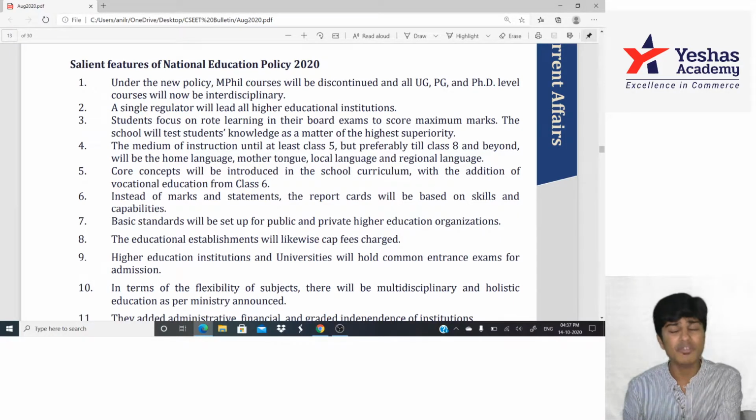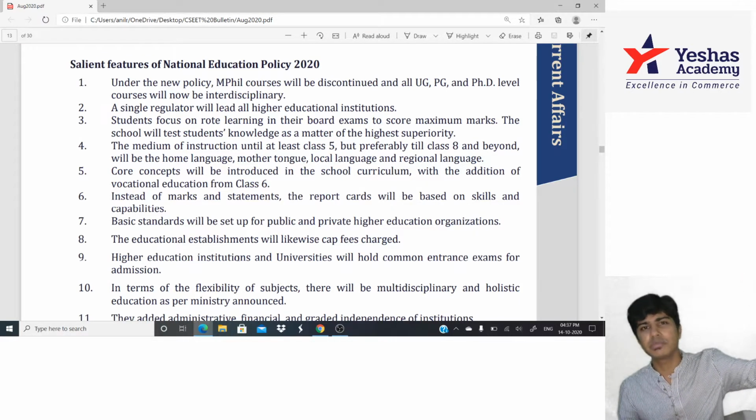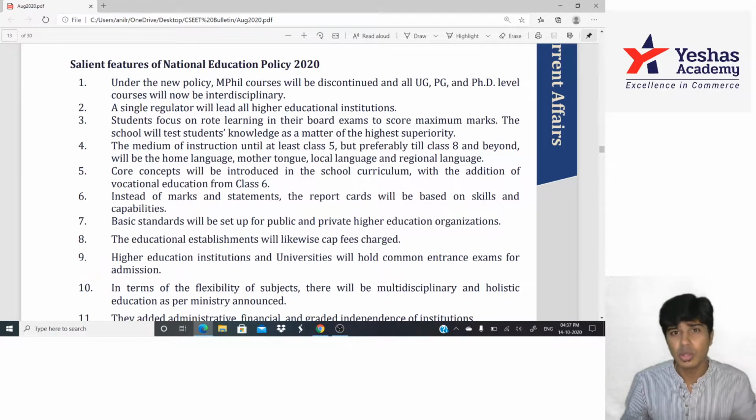Then medium of instruction till class 5 or class 8 will be local language. Now if you belong to Tamil Nadu, your major language that will be taught to you till class 5 will be Tamil. Or if you are from Kerala, it will be Malayalam. If you are from Karnataka, it will be Kannada. If you go little Uttar Karnataka types, maybe it might be Konkani or it might be Tulu. Or if you go to Andhra Pradesh, it will be Telugu. So they're telling that we're going to teach it in the regional language. So right now they're focusing it on regional language.